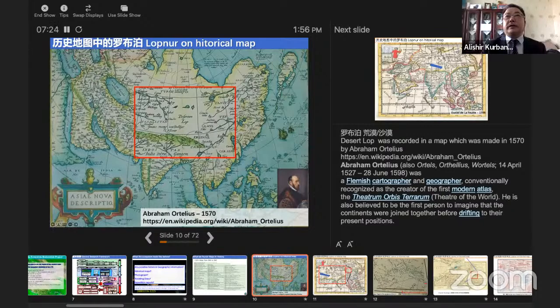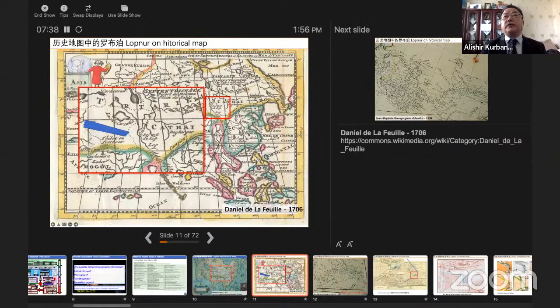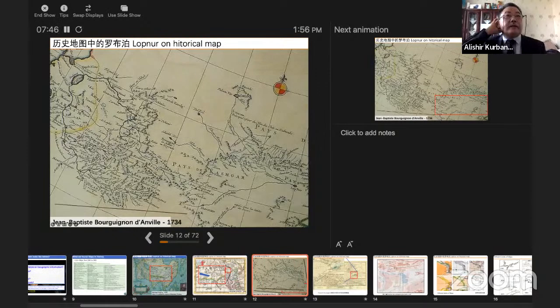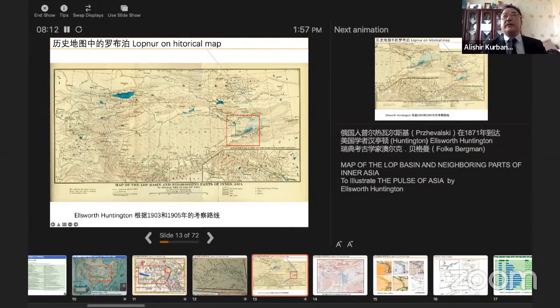Then we can see here the Lop Desert was recorded in this map, even though it was made in 1570, and later also in the 18th century. The Lop Desert was mentioned with some river, and it's not accurate, but anyway, it tells us people knew there was some river. Also in this map from the 18th century, the Lopnor Lake was mentioned, and this river is also drawn here, but the name was not Tarim River, it was the Yerkan River. At that time, it was not mapped by people who really visited here, but perhaps from some other information.